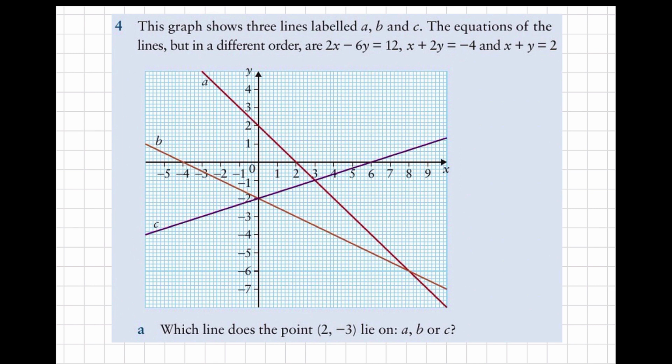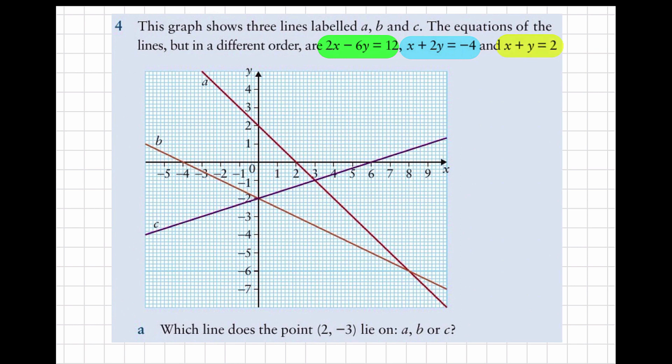Okay, let's take a look at question number 4. We have a graph. You can see we've got an x and y axes with 3 different diagonal lines plotted onto the graph. They are labeled as line A, line B, and line C. It says that in a different order they have these 3 equations right here. So one of the equations is 2x minus 6y equals 12. The other one is x plus 2y equals -4, and the third one is x plus y equals 2.